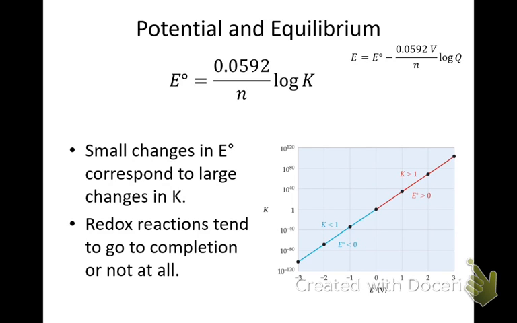What that means is that redox reactions tend to go to completion, or they don't go at all. So they have either really large or really small K values. There aren't a whole lot right in the middle.